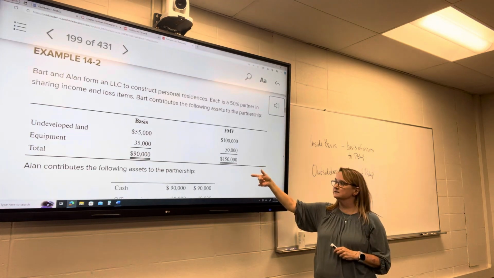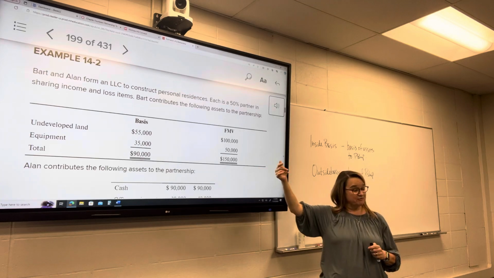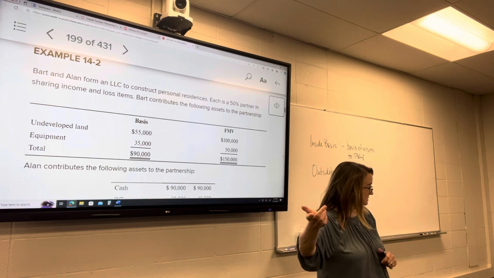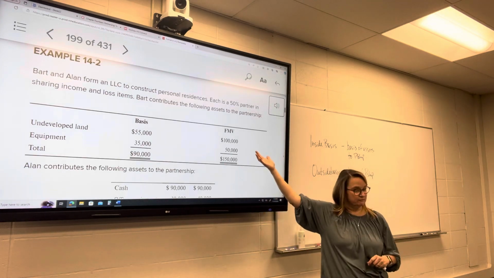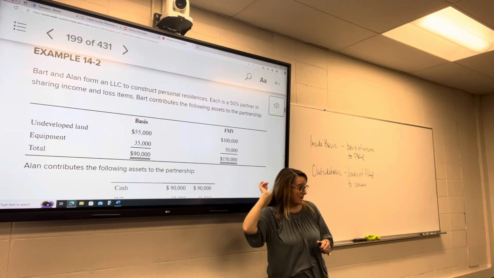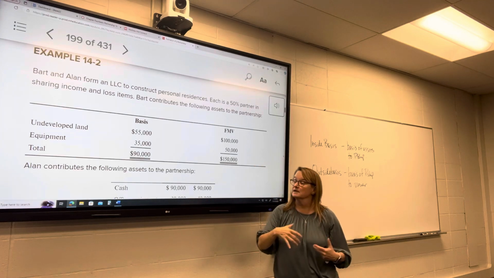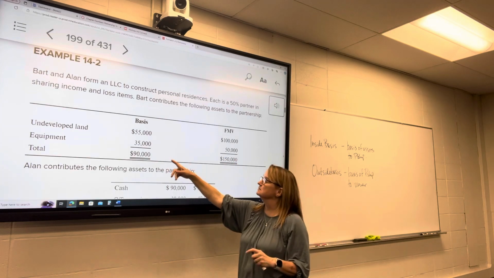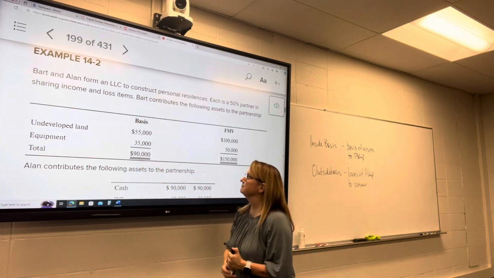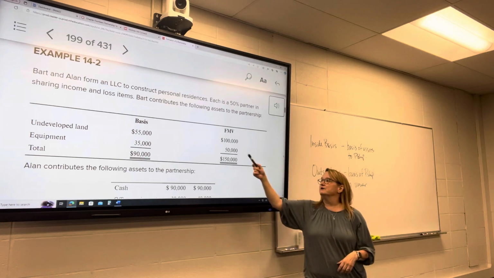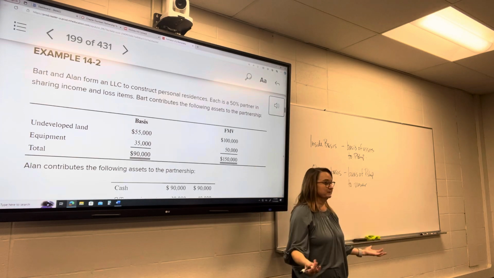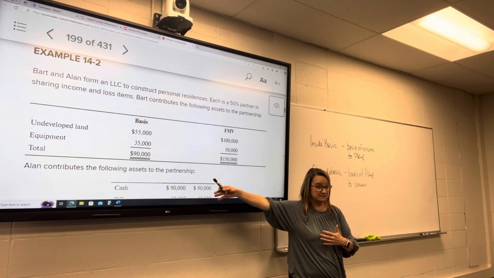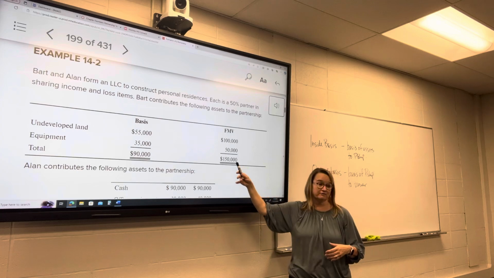So he has some land that has a basis to him of $55,000. So he bought it for $55,000. Obviously, land doesn't depreciate, so that's whatever he bought it for. Fair market value right now, though, is $100,000. If you were to sell it, you'd get $100,000 for it. Equipment, with a basis of $35,000, but a fair market value of $50,000. Now we can probably assume that that equipment has been depreciated over time, and so that's why the basis is lower than the fair market value.